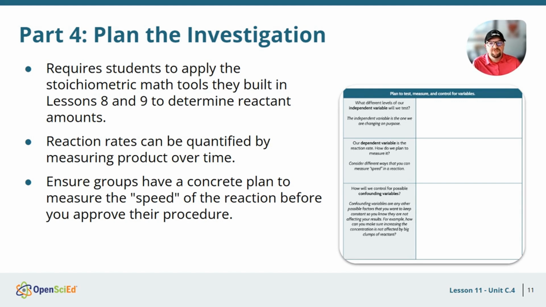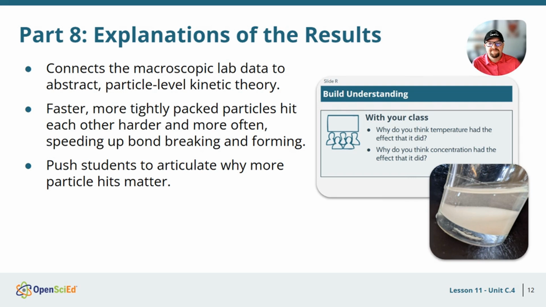Without precise stoichiometry, they can't determine the theoretical yield or know when the reaction has reached completion. This ruins their ability to measure a true reaction rate. As I navigate the room, I watch to ensure groups aren't just guessing quantities or trying to test temperature and concentration at the same time. I act as a strict gatekeeper here. I don't sign off on a group's procedure until they can state explicitly how they will measure the speed of product formation over time, such as timing precipitate settling or measuring mass intervals.